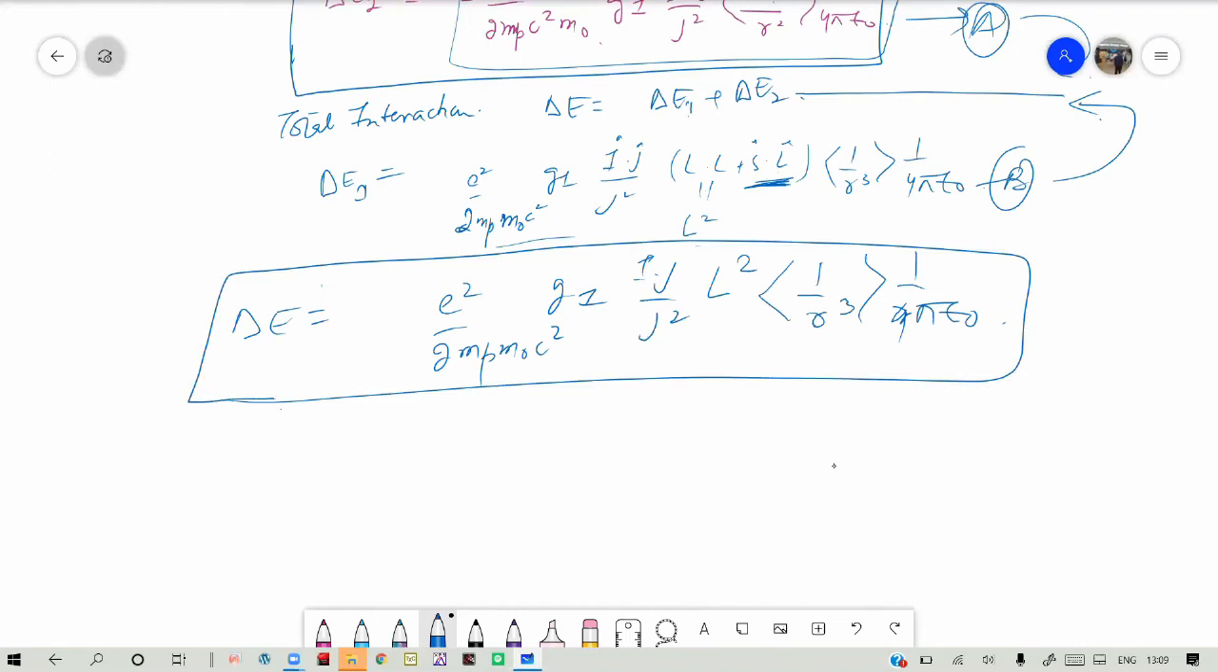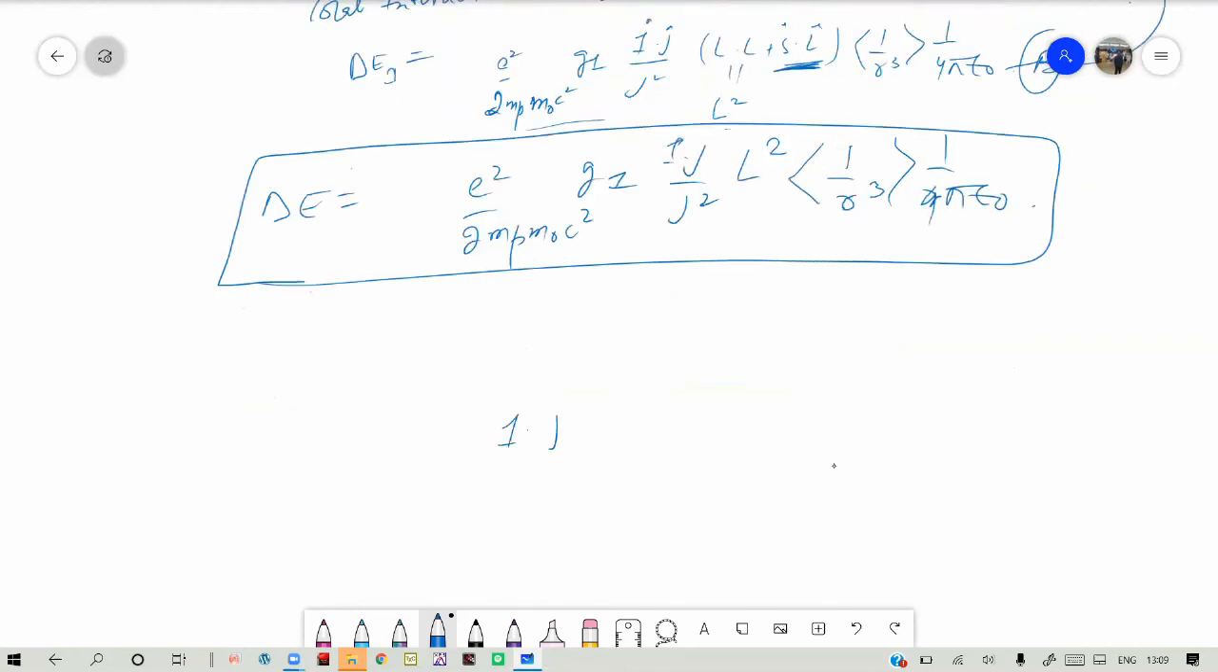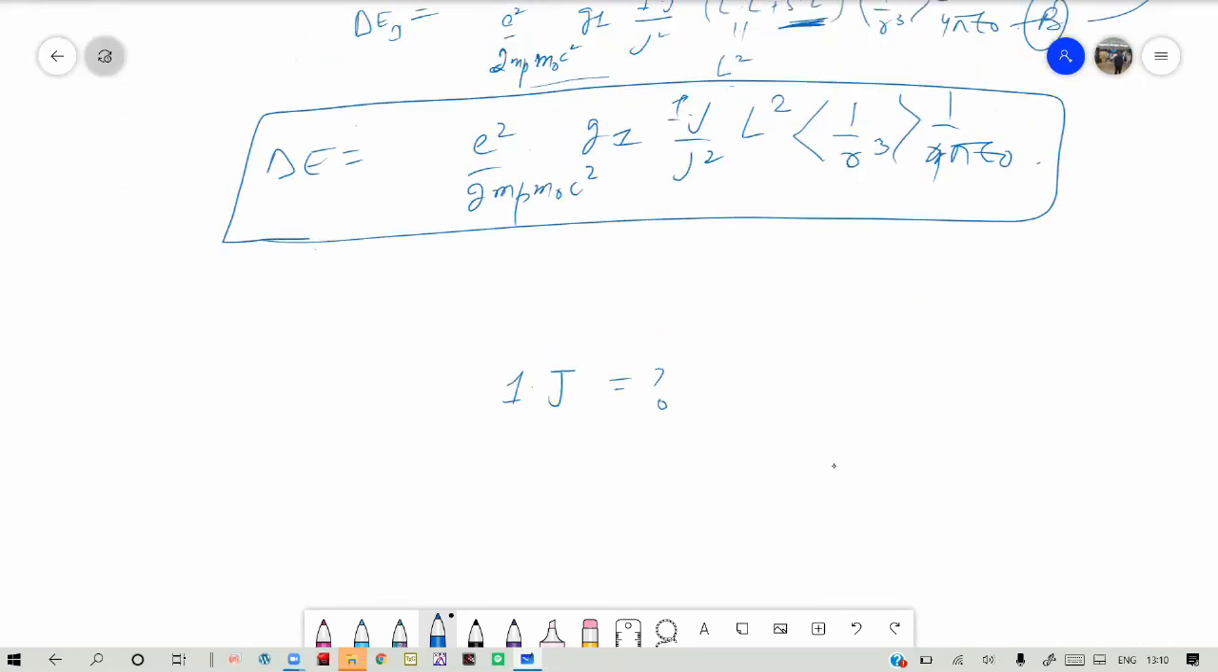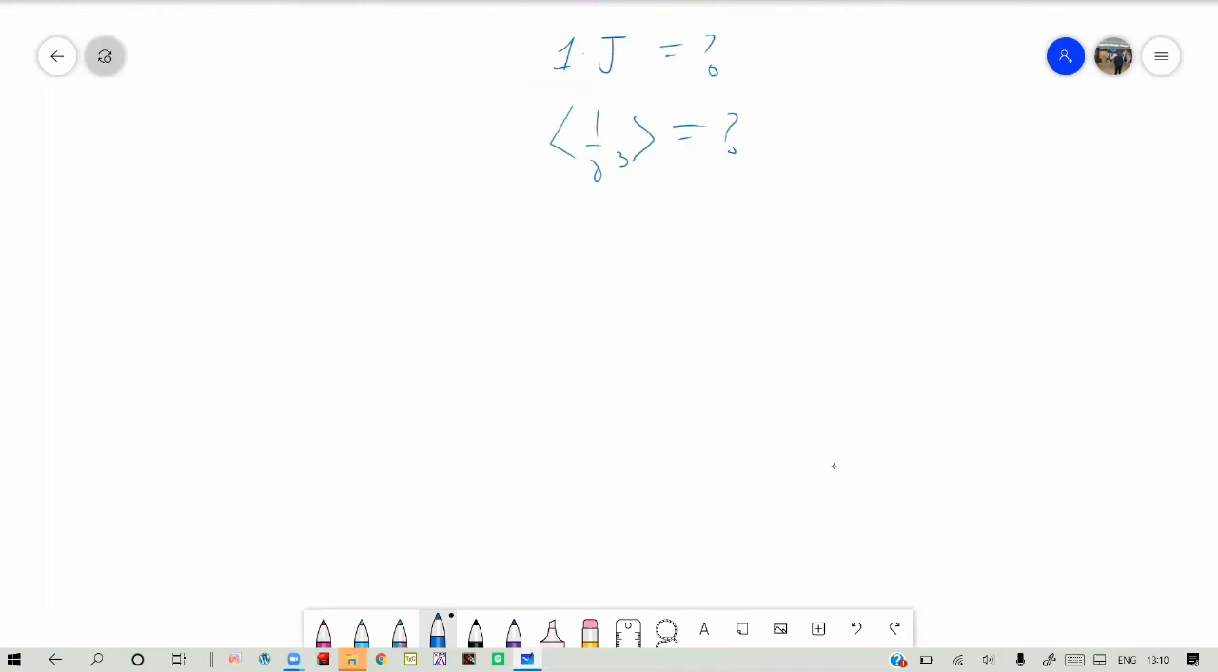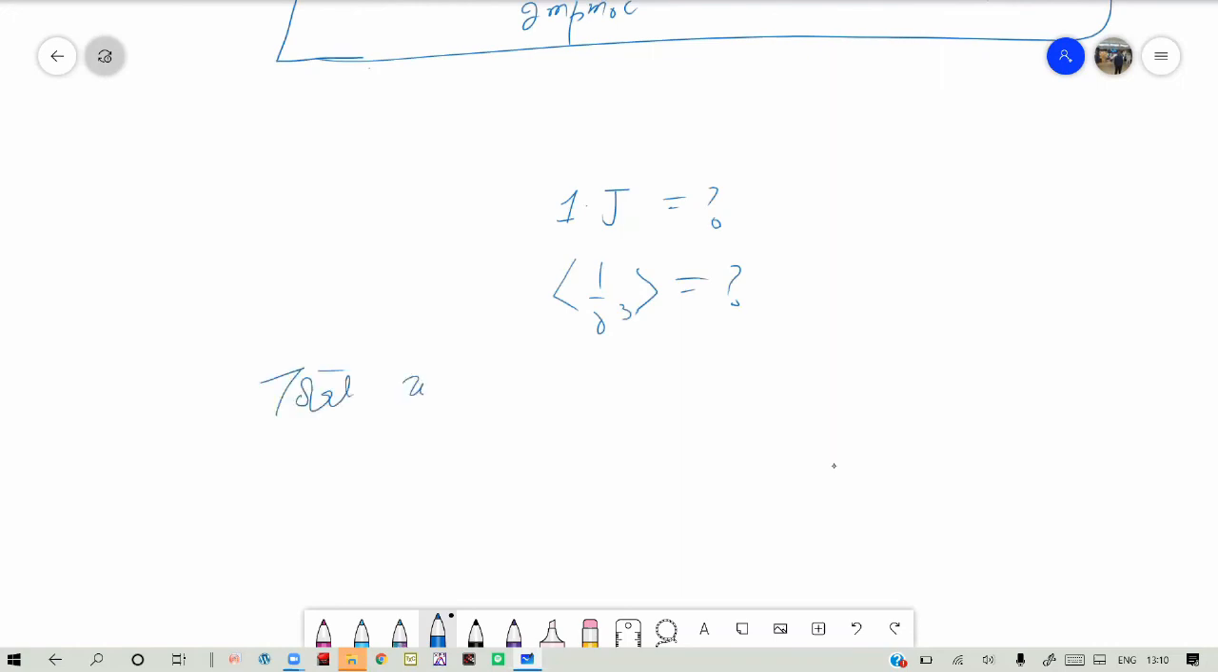Now, if you want to find the exact expression for this, this is still incomplete. The two factors which you need to further find are, one, I dot J, what it will be, and another, 1 by R cube. Now the total angular momentum of the atom, from the nucleus as well as from the electron, is equal to I from the nucleus plus J from the electron. J is L plus S. And let it be equal to F.